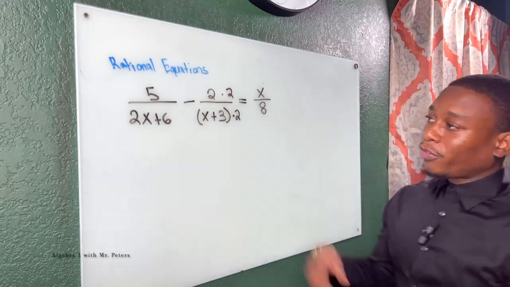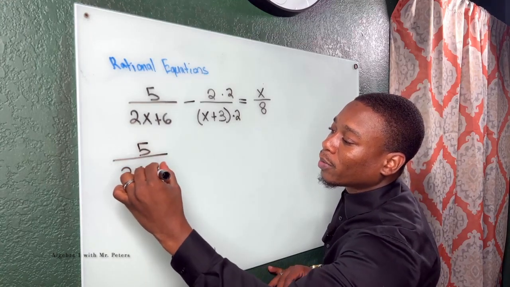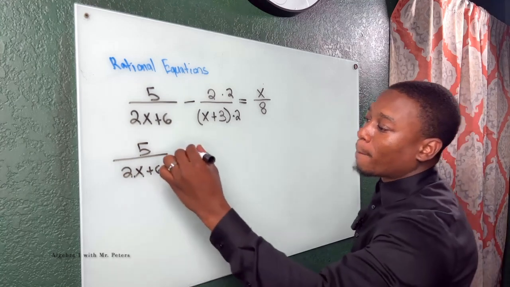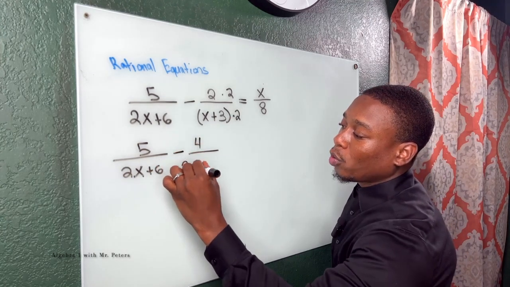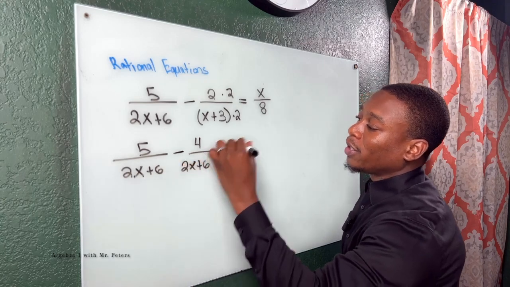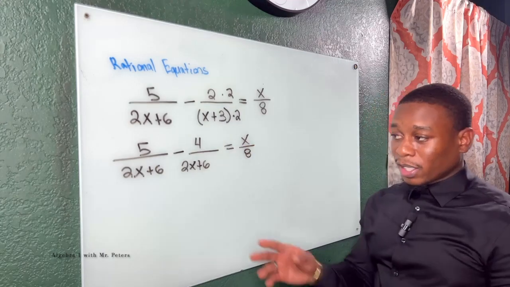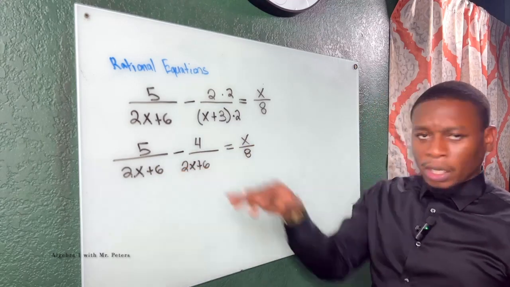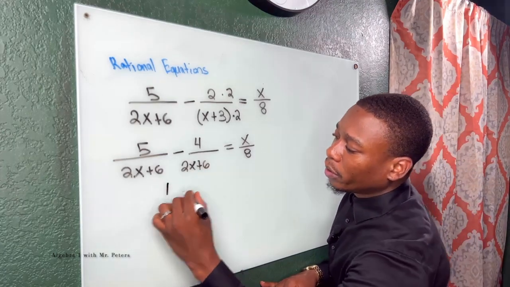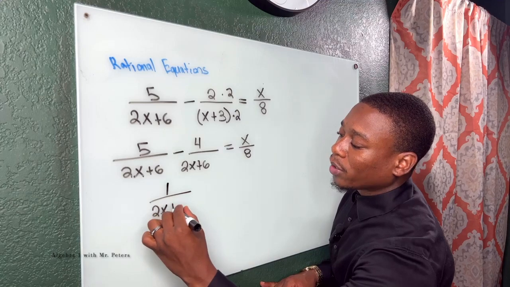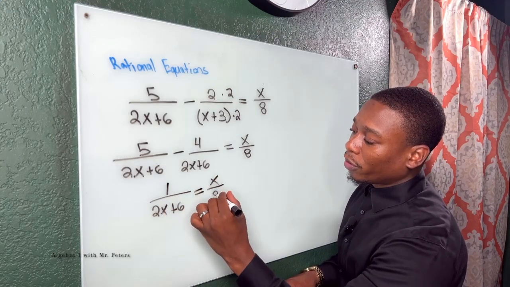So my first fraction stays the same. 5 over 2x plus 6 minus 4 over what? 2x plus 6, and this is equal to x over 8. So now at this step, remember, this is the same denominator, so we could just combine. 5 minus 4 gives me 1. That's all over 2x plus 6, and this is equal to x over 8.